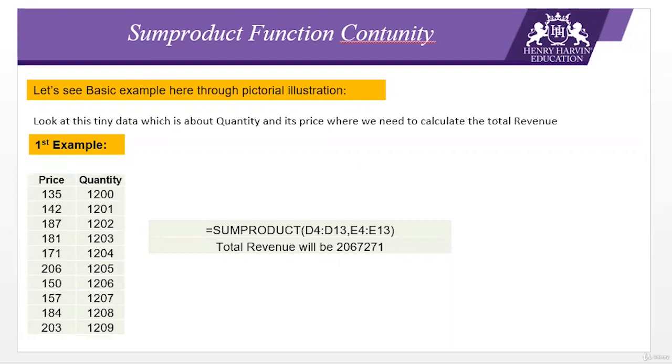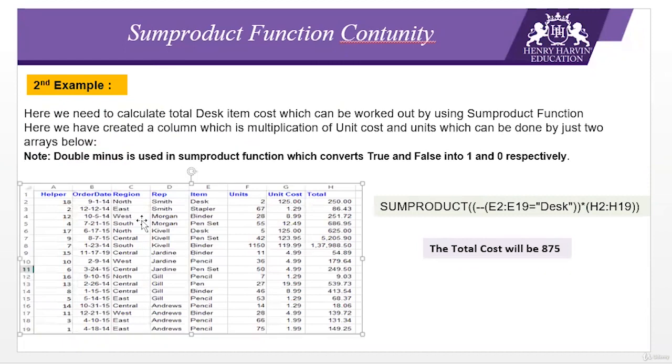So this is just refreshing your stuff, and this is the small data set we have with us. We have to find out the total desk item cost, so total desk in the E column. Over here we have created the H column. You can see the F column and G column, and the H column is the multiplication of F and G columns. So 125 into 2 is 250, and you can see 7 and 1.29, so it is 9. This is all multiplication.